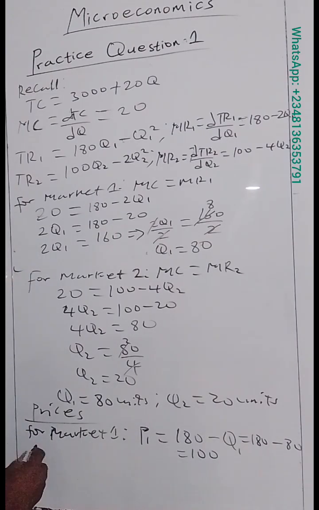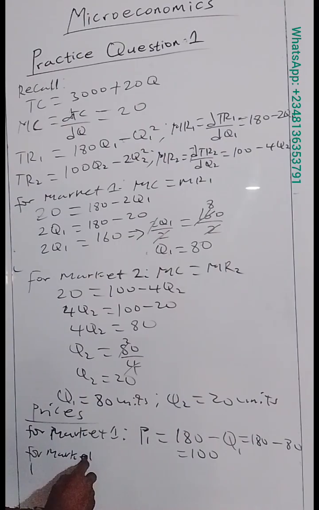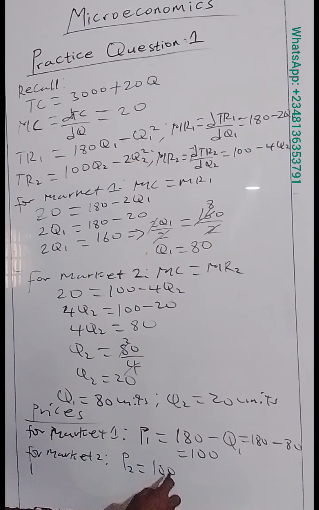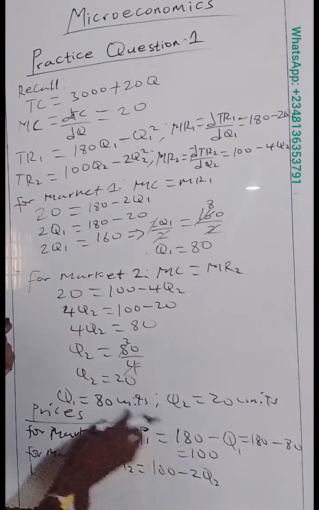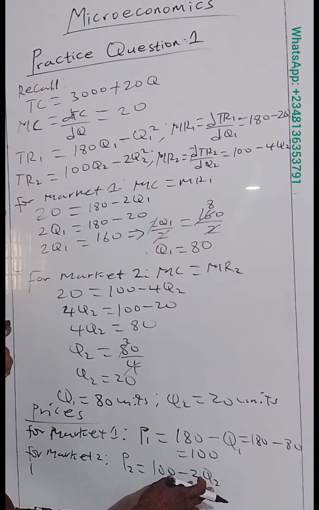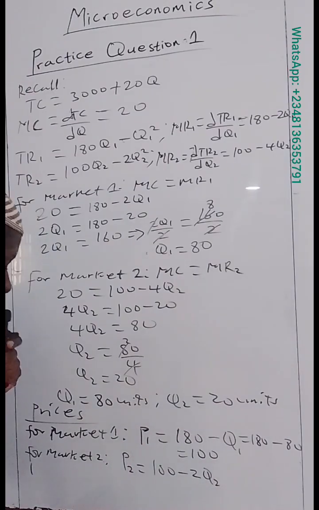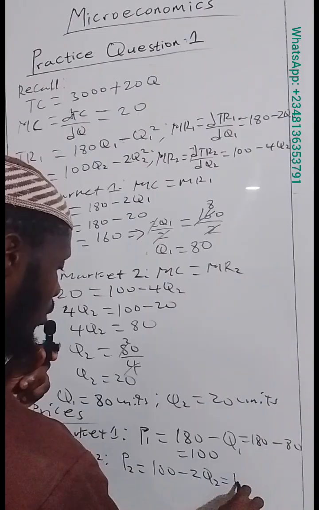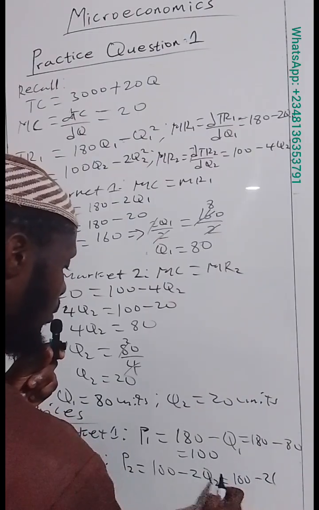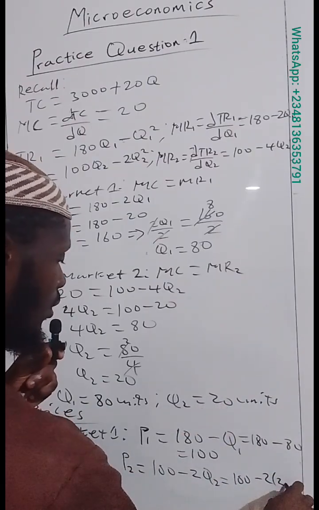Now also for market 2, we have P2 equals 100 minus 2Q2. What we need is just like we did here. We are going to plug in the value we got for Q2, which is 20. So in other words, P2 here is going to be equal to 100 minus 2 multiplied by Q2, which is 20.